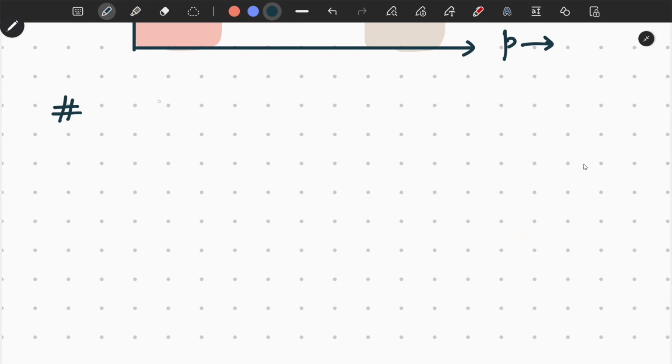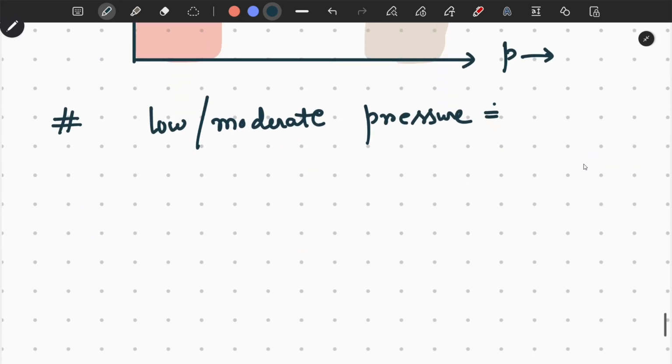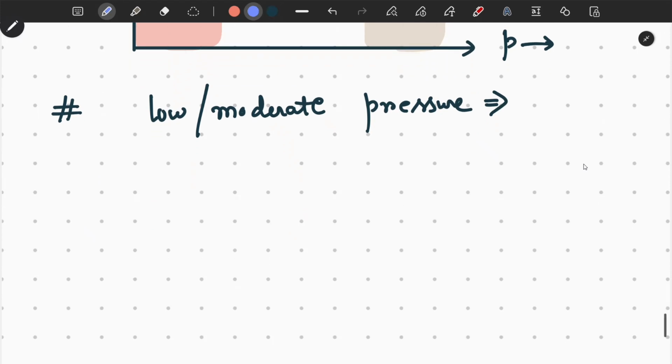First is the low pressure region, low or moderate, meaning up to this part maybe, not totally, because there is no clear boundary. Low or moderate pressure. So what will happen for low and moderate pressure? If you think, then now you have to consider phi nearly equal to 1. If you need to consider the difference between pressure and the fugacity, what was the basic difference?